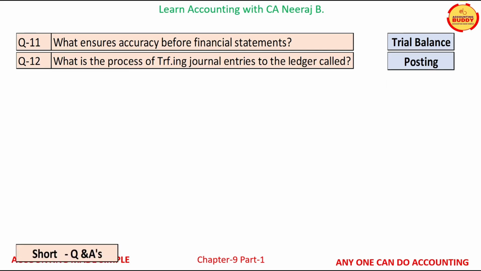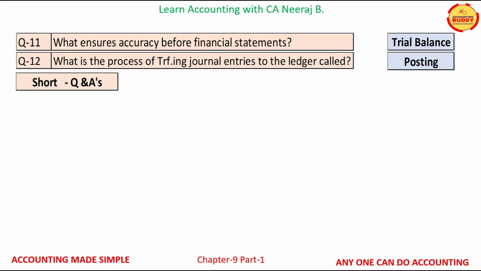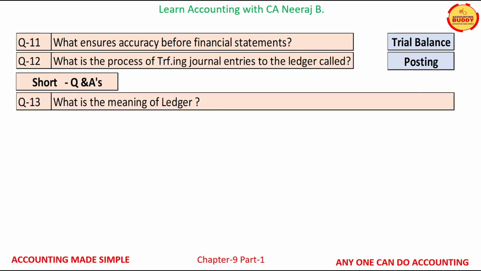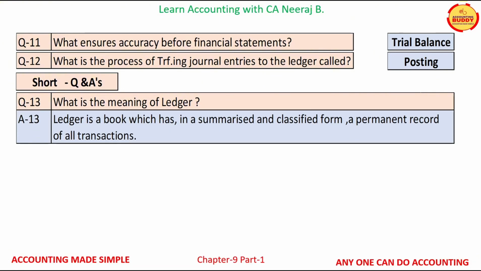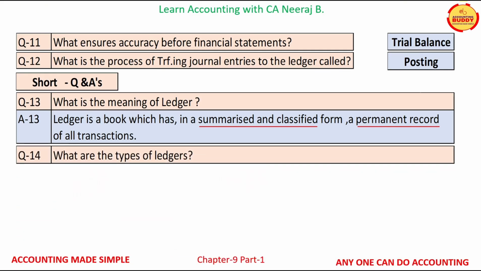In this section, we will address few short questions and answers. Question number 13 is, what is the meaning of ledger? The answer is, ledger is a book which has in a summarized and classified form a permanent record of all the transactions.